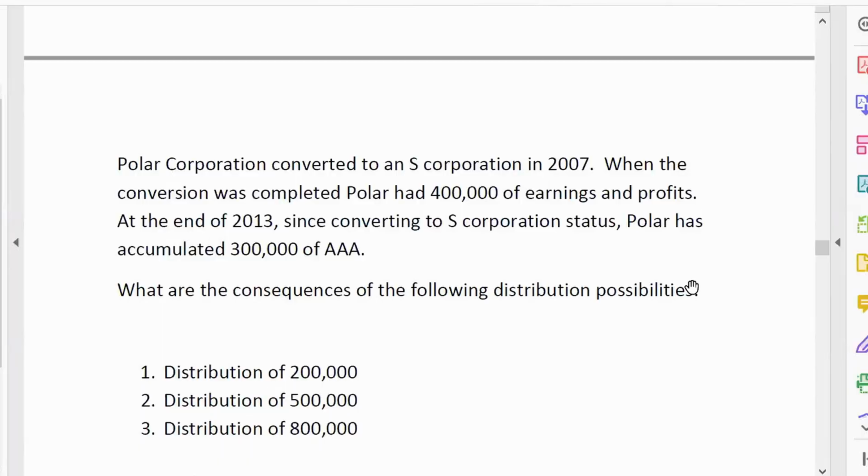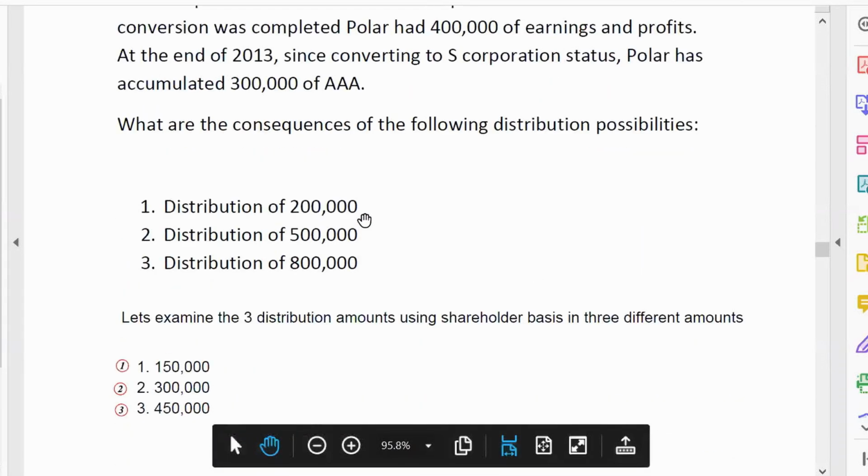Now let's see. Polar Corporation converted to S Corporation in 2007. When the conversion was completed, Polar had $400,000 of earnings and profits. At the end of 2013, 6 years later, since converting to S Corp status, Polar has $300,000 of AAA. What are the tax consequences of the following distribution possibilities? Distribution of $200,000, $500,000, $800,000, and we're going to do this in 3 examples.